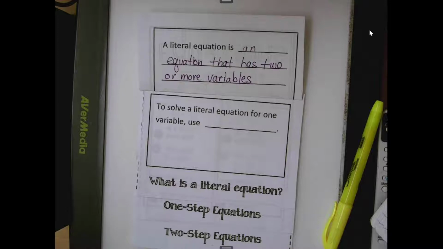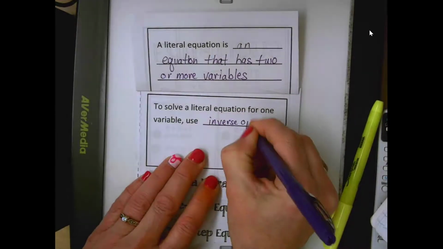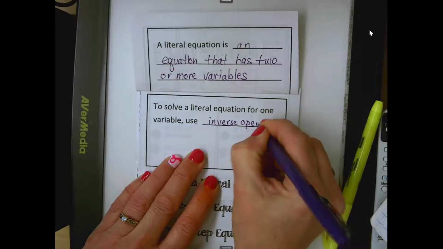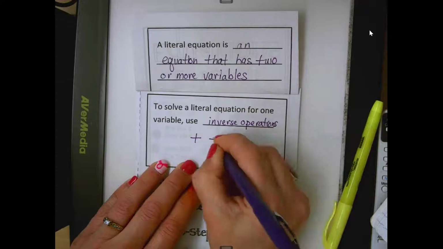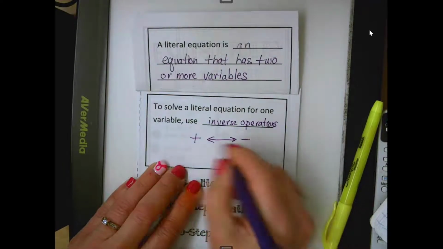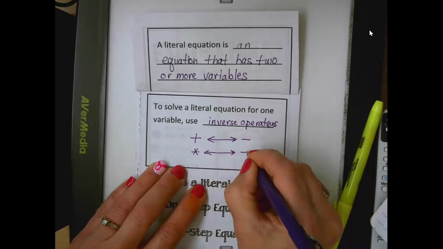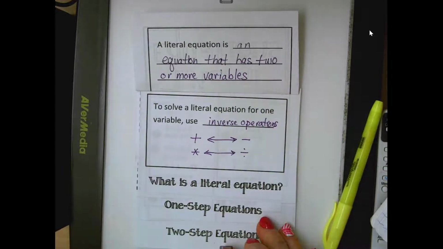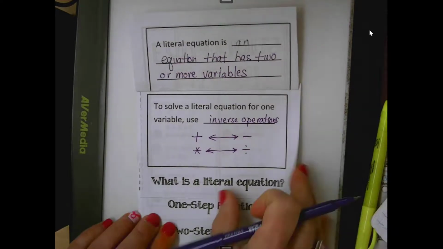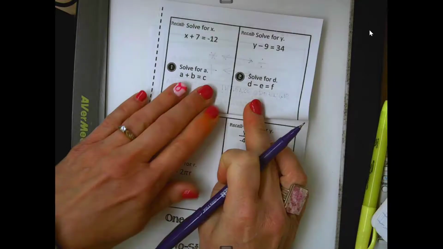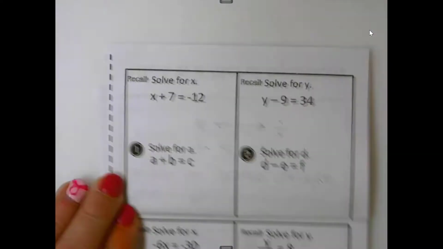So again, today we are going to be using a lot of inverse operations. So addition is inverse with subtraction and vice versa. Multiplication, its inverse is division and vice versa. All right, so let's go ahead and try to solve one step. Okay, just one step literal equations here.